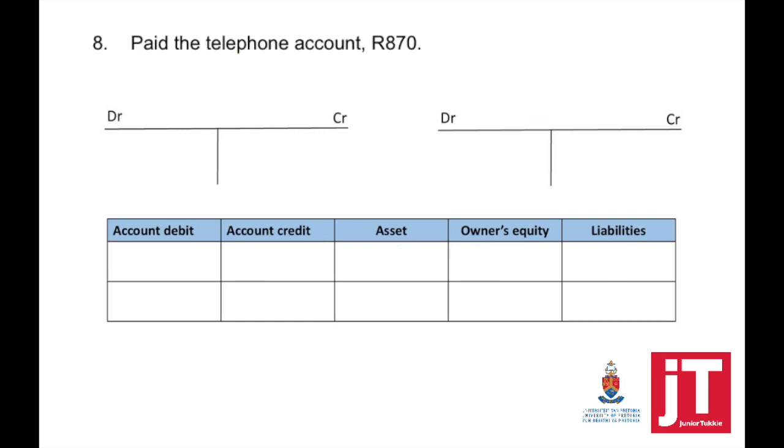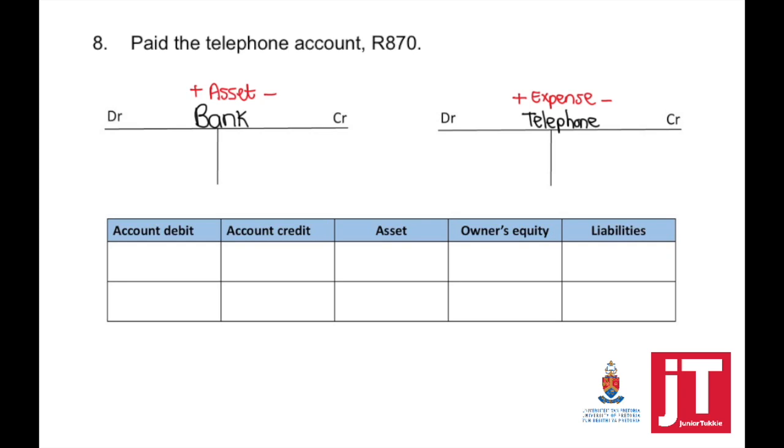Transaction number 8. Paid the telephone account, 870. If we make a payment, it means bank is involved. Please take note, I use bank as a base to work from. Why did we make a payment from our bank account? Because we paid our telephone account. That means we need to open up telephone. Bank is regarded as an asset and telephone as an expense.